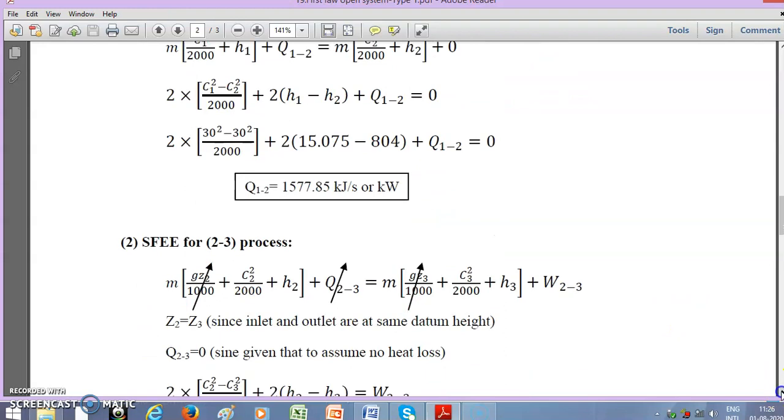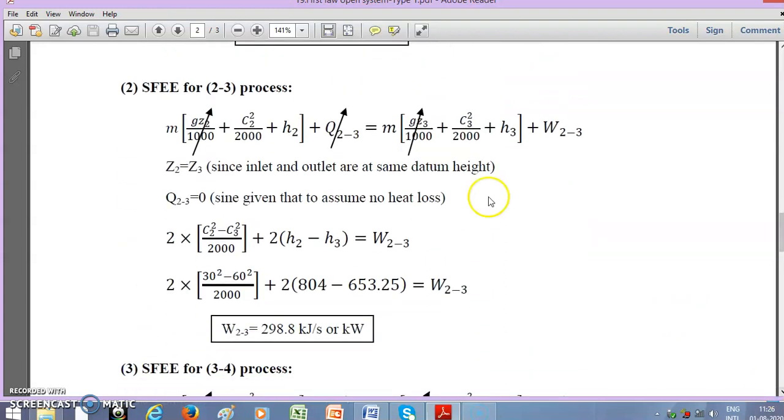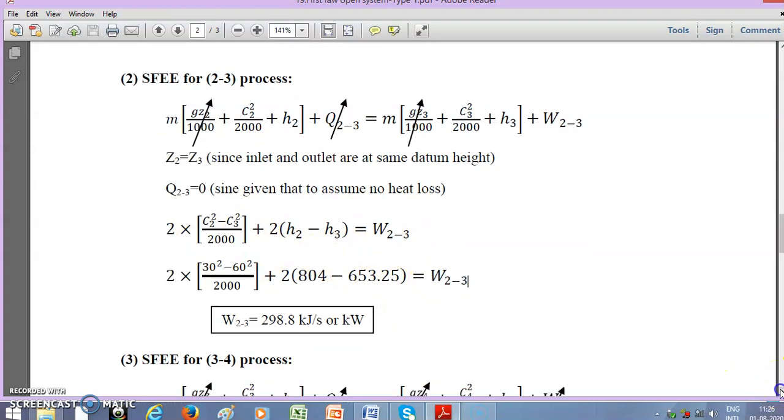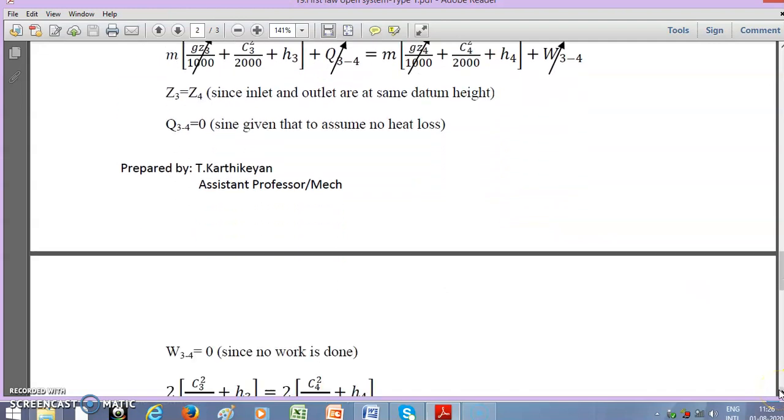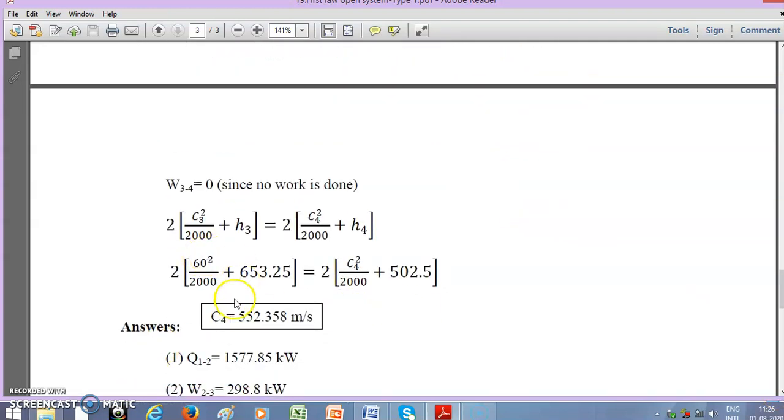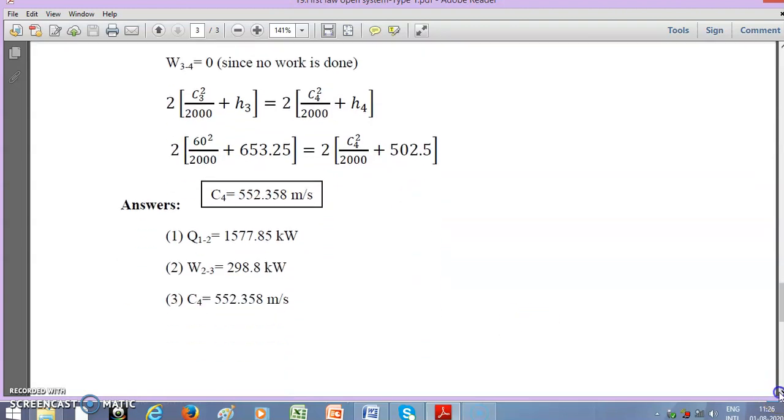Next is the steady flow energy equation for the turbine. For the turbine, there is no heat transfer, they told us, and the potential change is zero. There is some gain in kinetic energy, so C2 is not equal to C3. If you substitute these three conditions, we'll get the value for W2 to 3. The third one is the nozzle. For the nozzle, the potential change is neglected, and there is no heat transfer and no work transfer. So the final expression gives the value for C4 as 52.358 meter per second.